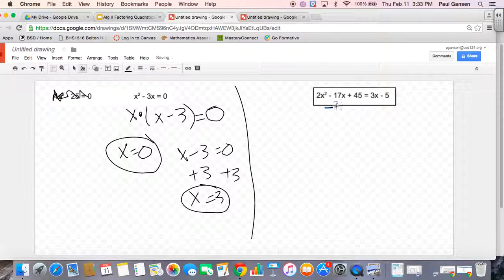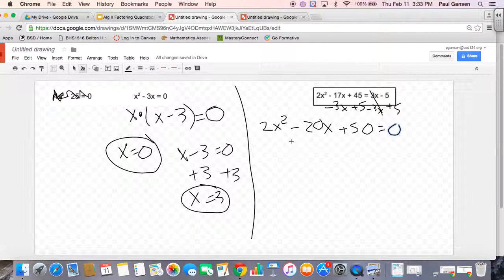I'm going to subtract 3x on both sides to get rid of this 3x, and I'm also going to add 5 on both sides. So with this, I now have 2x squared minus 20x plus 50 equals 0. From here, there are a couple things that we could do. We could just try and factor using the traditional method. Earlier today, I tried to factor using the X-box method, and that actually didn't work out. I'm not quite sure why that didn't end up working out.